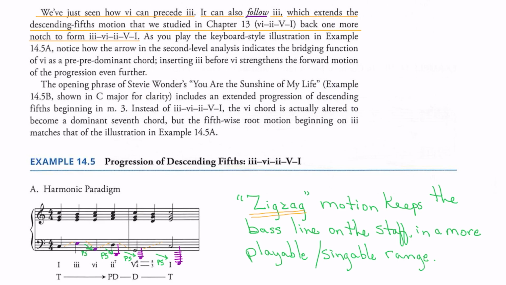It sounds better if you just kind of zigzag and change the octave displacement, okay? So the zigzag motion keeps the bass line on the staff in a more playable, singable range. That is why it has that up and down motion like that. But I wanted you to see what he's talking about when he says descending fifths. E down a fifth, A down a fifth, D down a fifth, G down a fifth, C down a fifth.